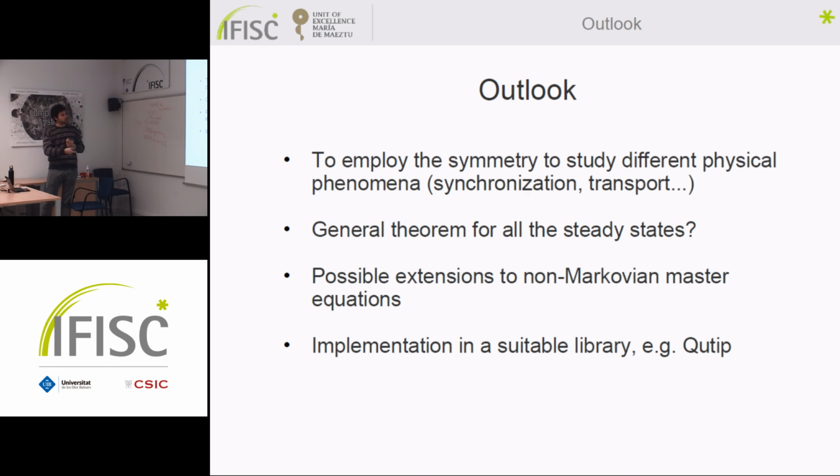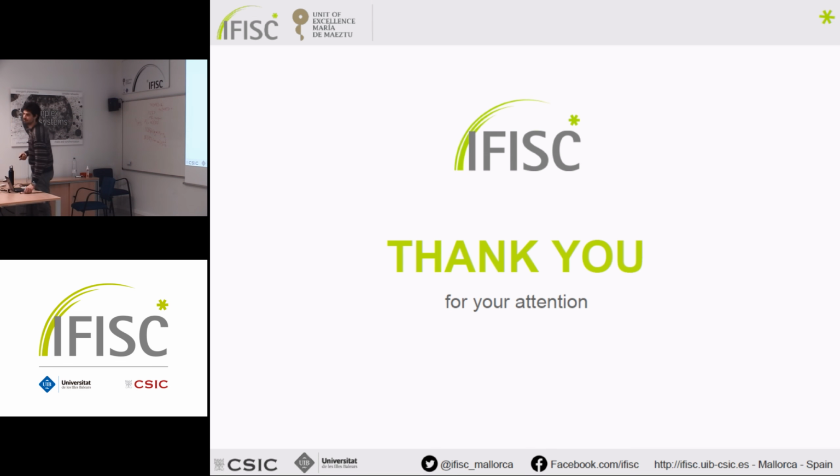And finally, we would like to employ the symmetry as a way of reducing the complexity of the master equation, this differential equation. For instance, by implementing it in a suitable library like QuTiP, that is a library of Python. And so, yeah, this is all. Thank you.